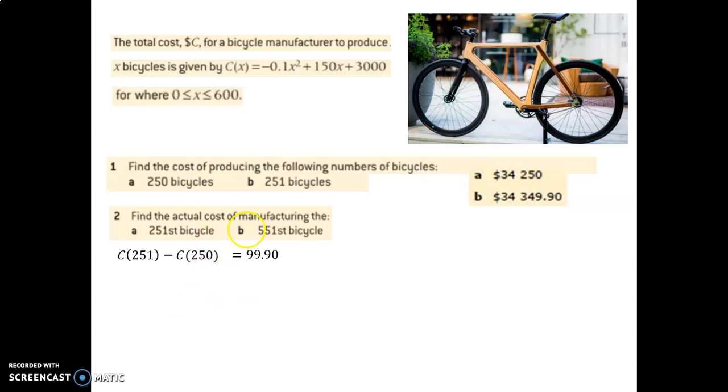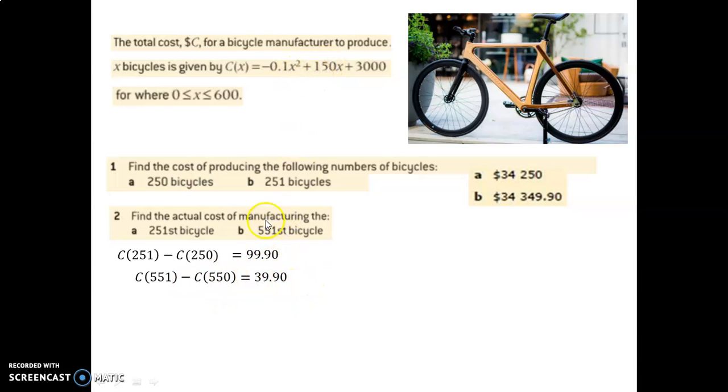Now do the same thing to find the cost of producing the 551st bicycle. So see if you can figure that out. It's not going to be the same cost, it's going to be different. So what is the cost for producing this one? Take the same approach we just did. Okay, to find that one, we need to take the cost of the 551st minus the cost of the 550th. So you've put both of those numbers into the function and subtract them, and you get this.